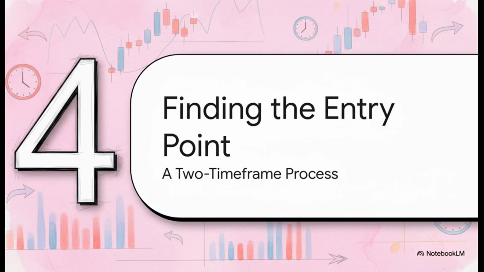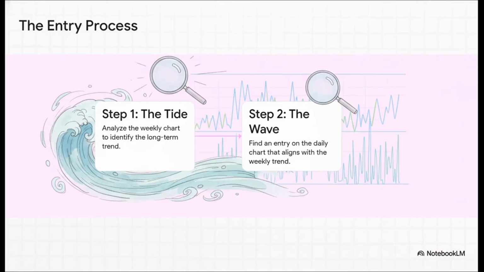Okay, so how do we actually put this into practice? Let's take this theory and see how it translates into a real 2-time-frame process for spotting those high-probability trades. This is where it gets fun. It's a 2-step dance, really. First, you zoom way out. You look at the weekly chart to figure out the market's dominant trend. That's the tide. You only want to be swimming in the direction of that long-term trend.